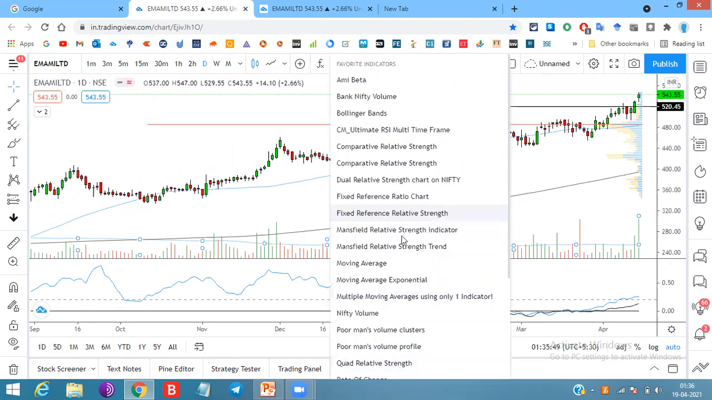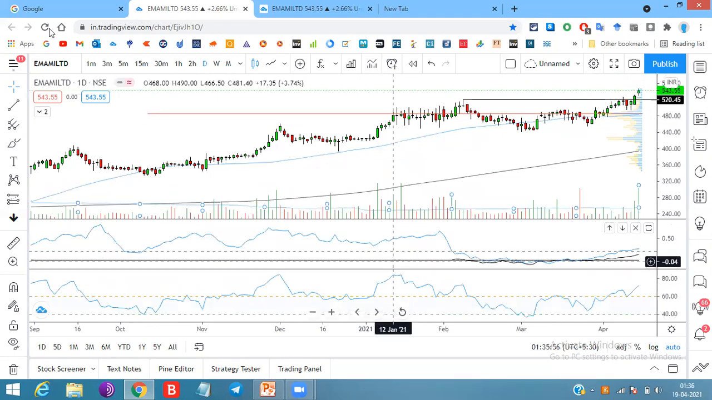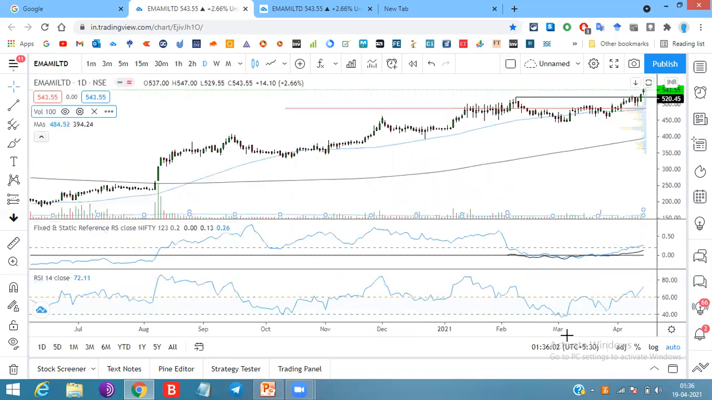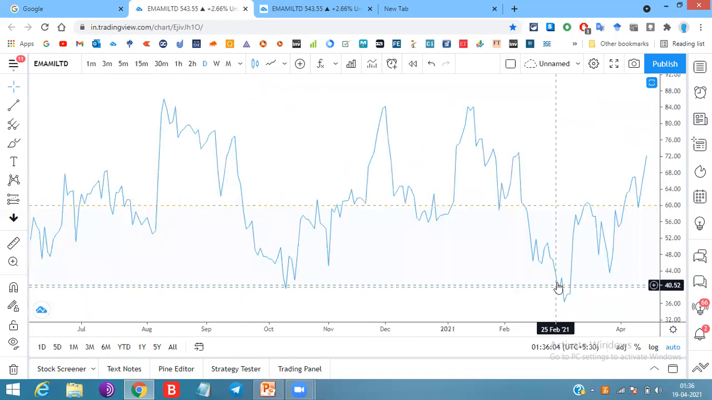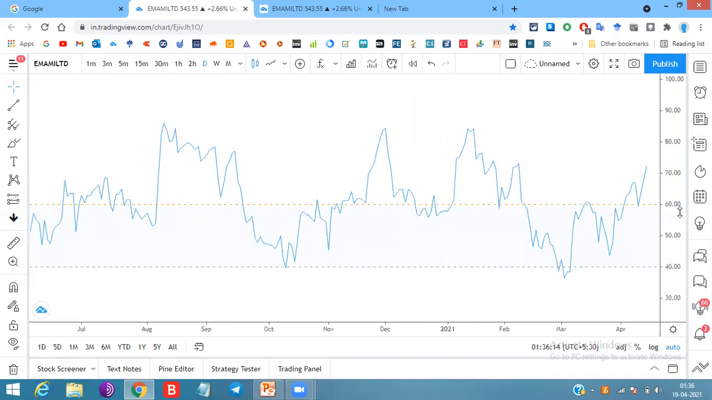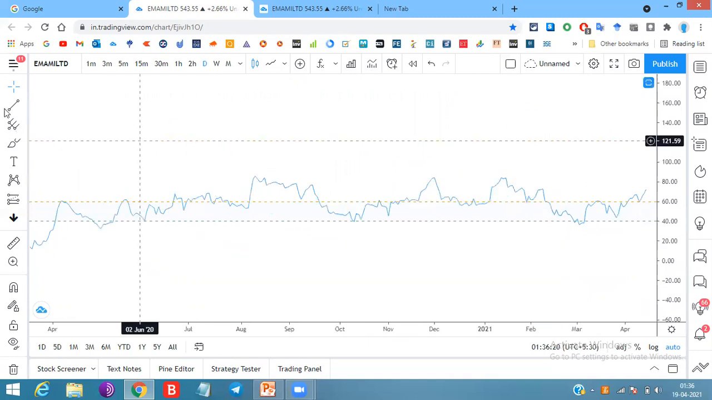Yes, RSI, one sec guys, just the answer. So what I do, I start something like this. I just make the whole chart of RSI. I just lower this. So what all things can we see?